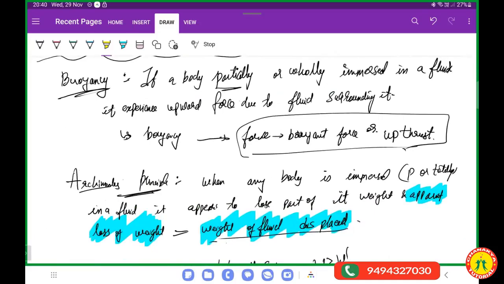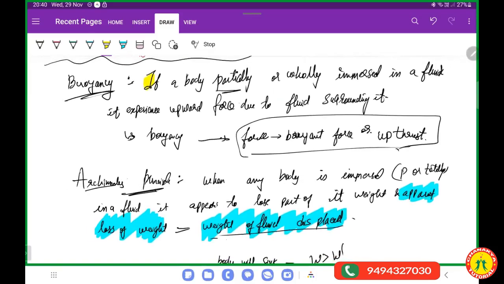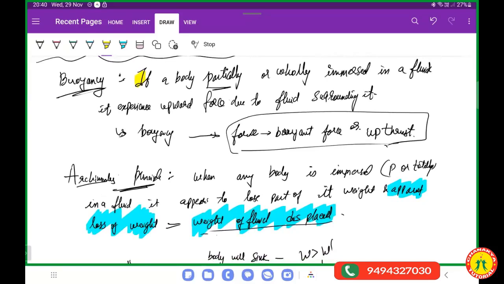Then next we saw buoyancy. When a body is dipped inside the liquid, the liquid applies a force to push it up, equal to how much of it is going inside. This force will be equal. That is buoyant force. And this was given by Mr. Archimedes.